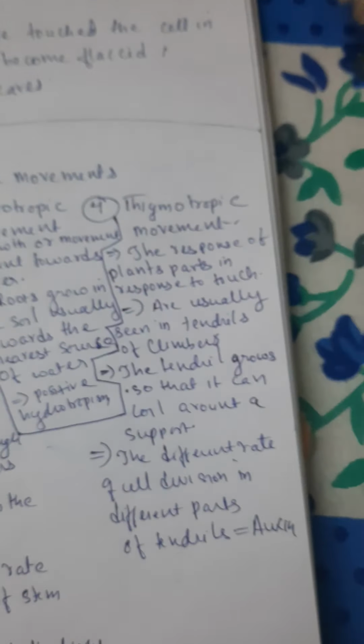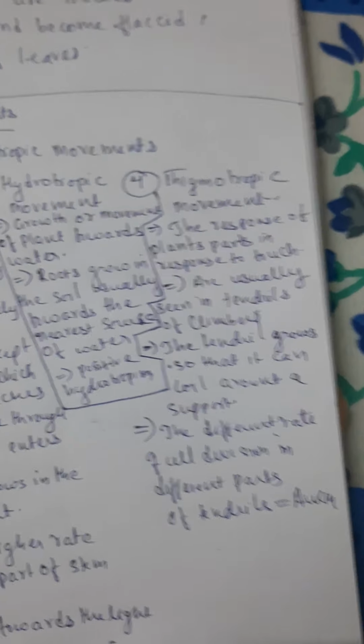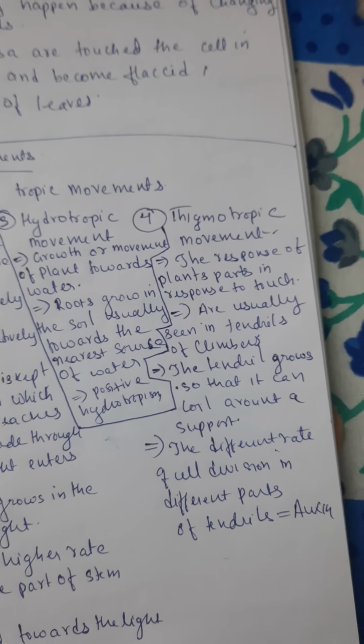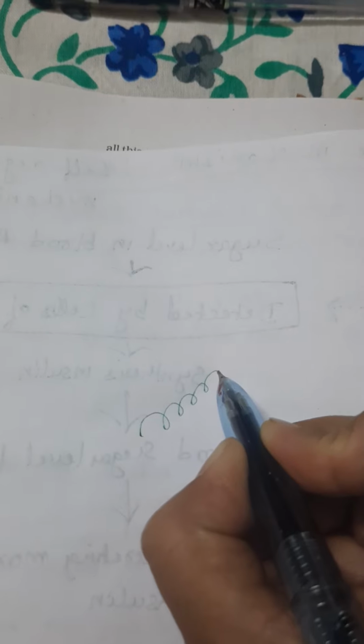And number 4, it is thigmotropism. Thigmo means touch. Now, the response of plant parts to touch is called thigmotropism. Now, how touch? We can see examples of touch in climbers. I think you have seen climbers, squash, peas and all. You have seen the tendril of the climbers. Tendril, you know, this curled part is called tendril.